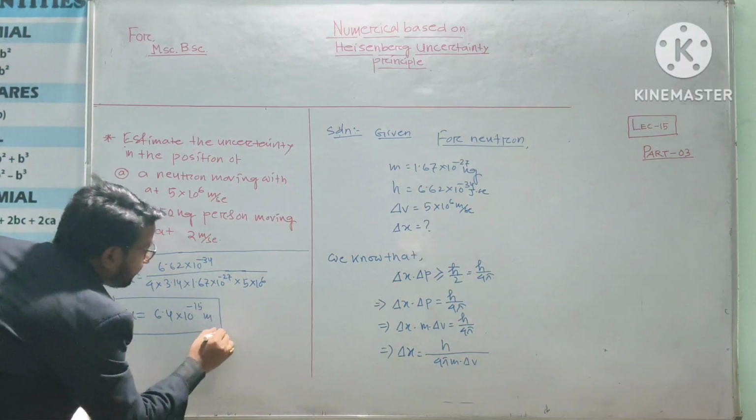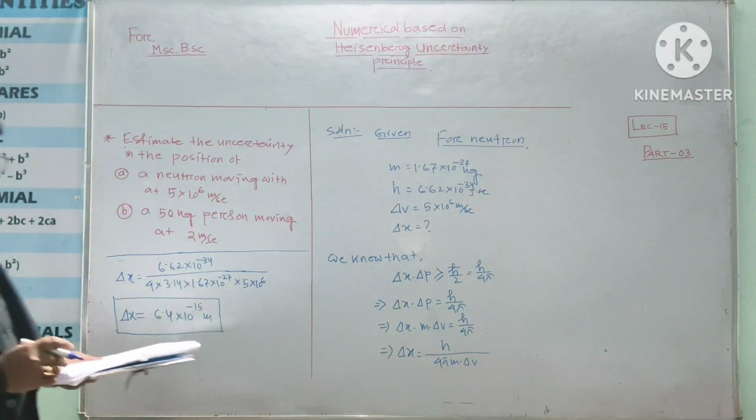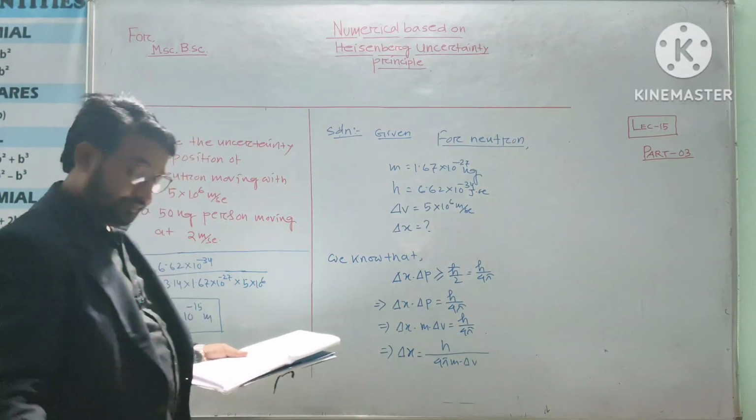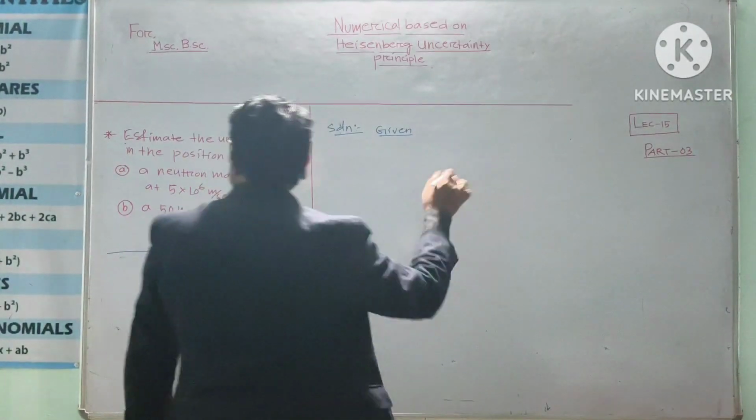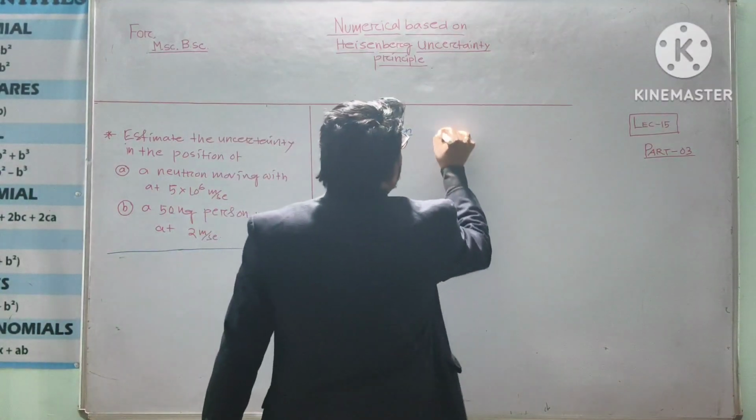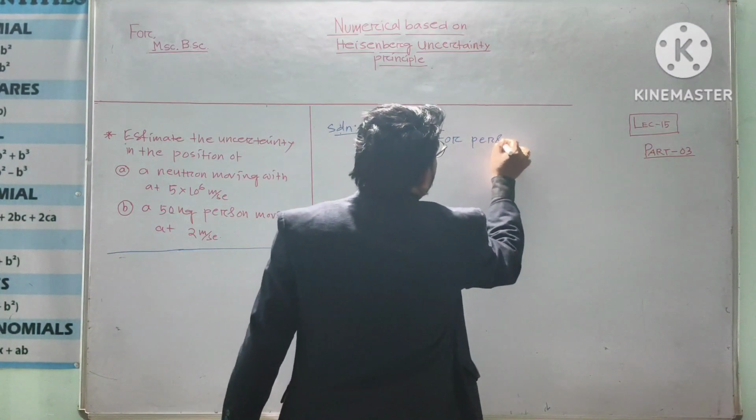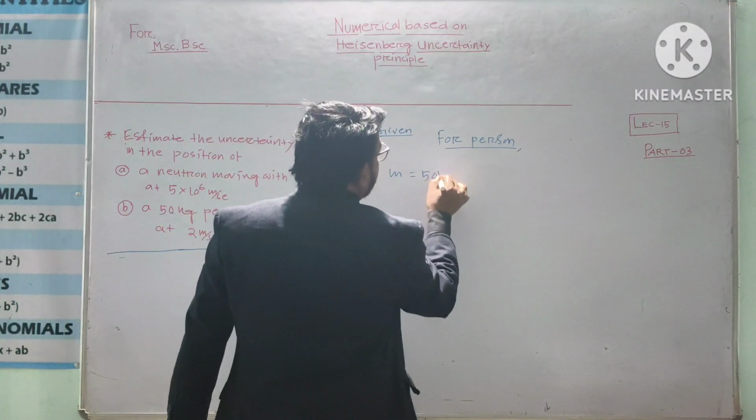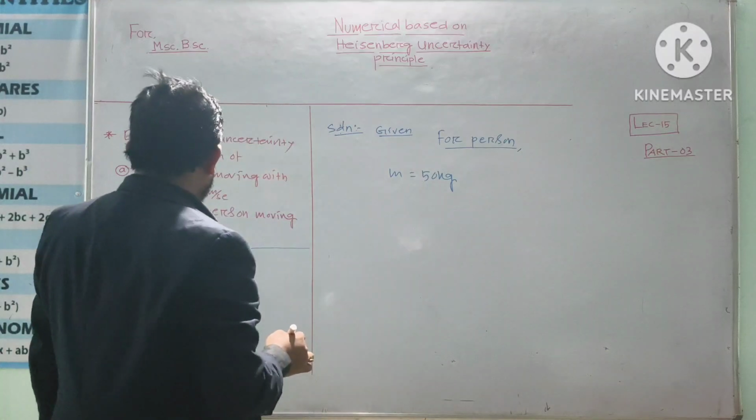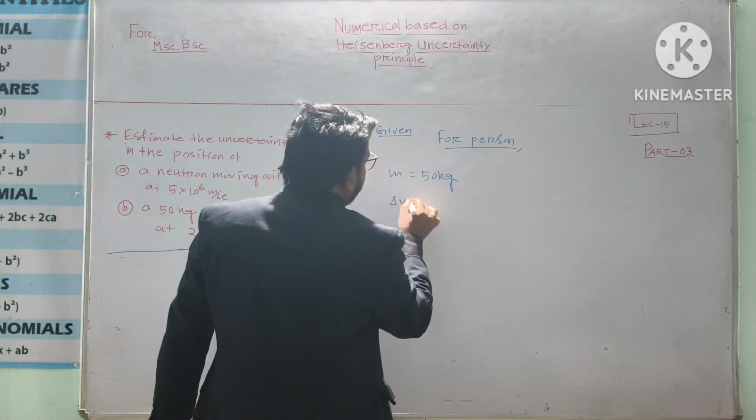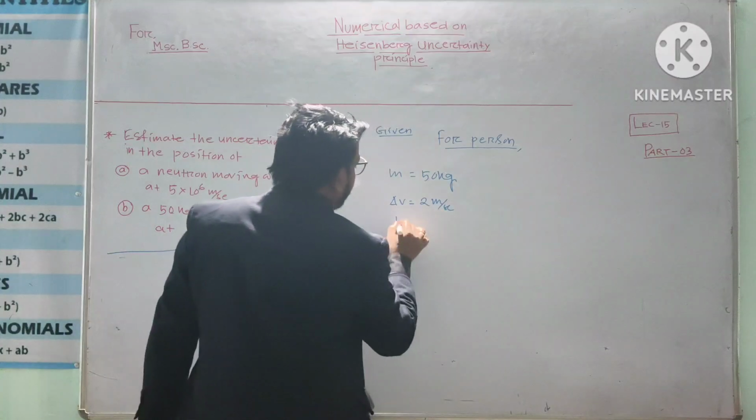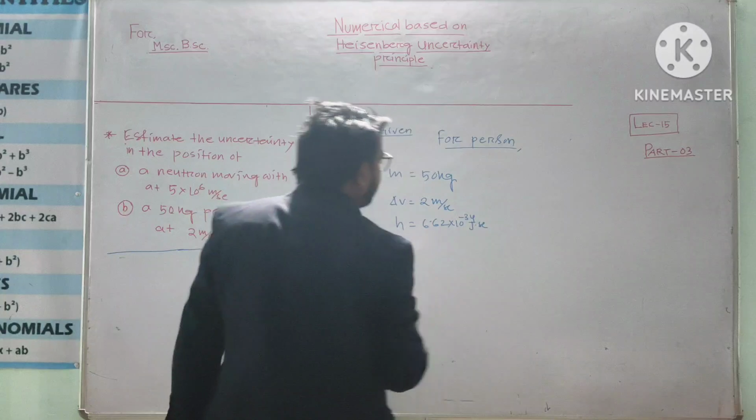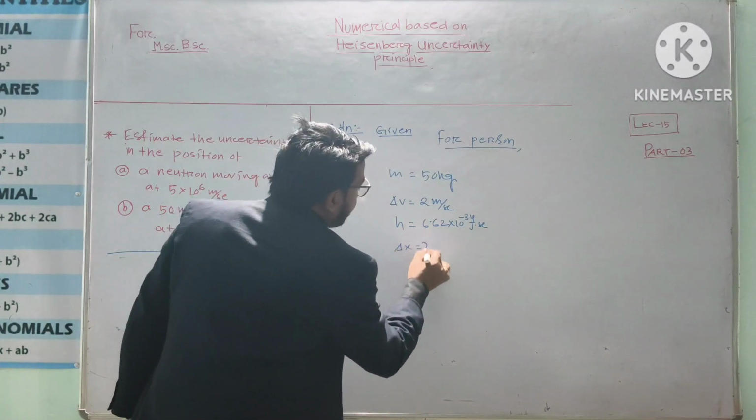Okay, now we are going to the second part. Now we are going to solve the second part. For the person, mass of person equals 50 kg and uncertainty in speed or velocity delta v equals 2 meter per second. Also Planck constant h equals 6.62 into 10 to the power minus 34 joule second. Okay. And delta x equals what?